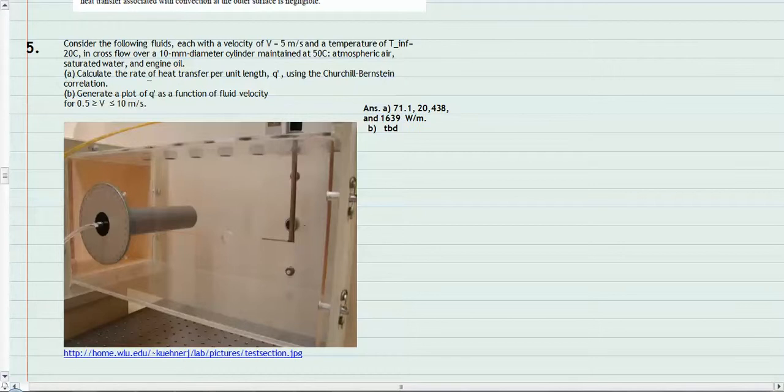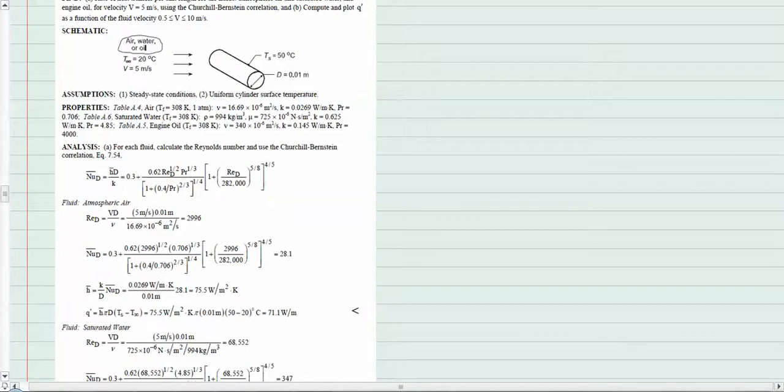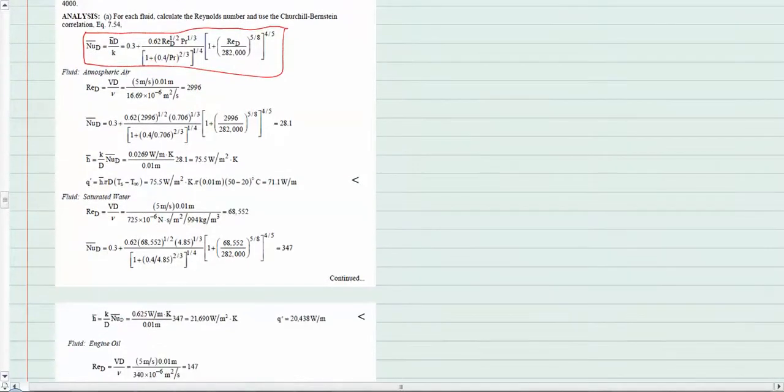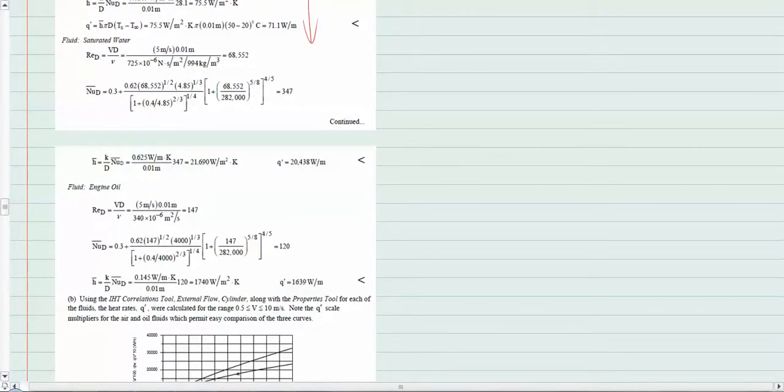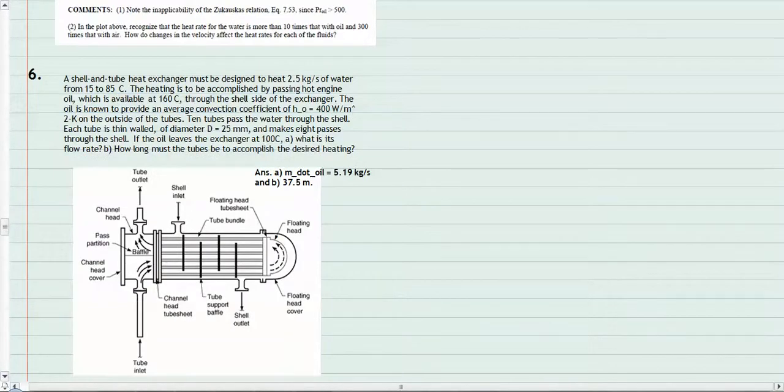We're asked to calculate the rate of heat transfer per unit length using a particular correlation. Once again, I would provide that for you. This problem is relatively straightforward. It does involve a relatively complicated equation that I would certainly give you. And it goes pretty much as a plug and chug throughout the process. The intent is to compare how engine oil, water, and air would compare.